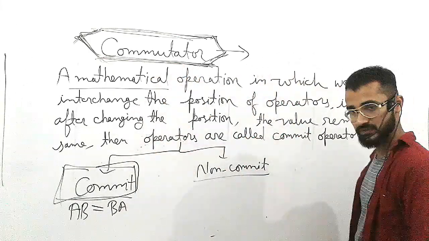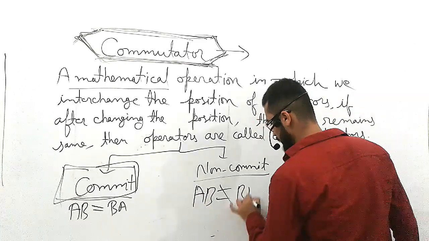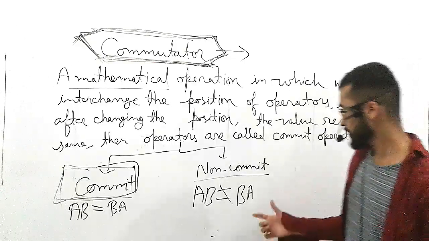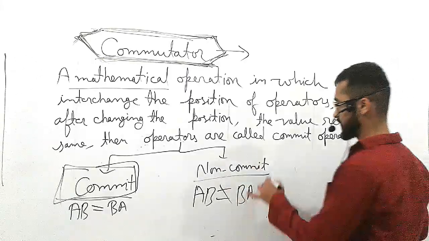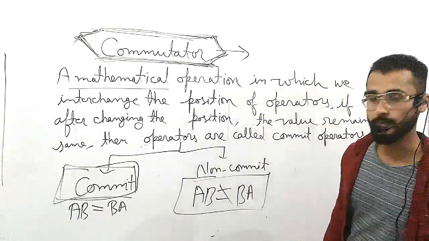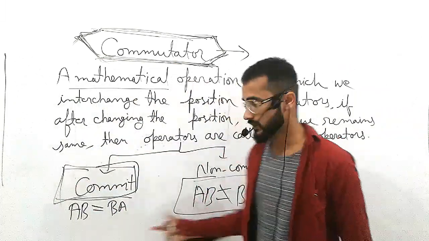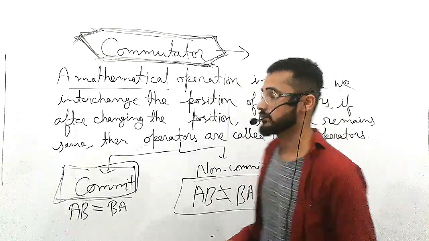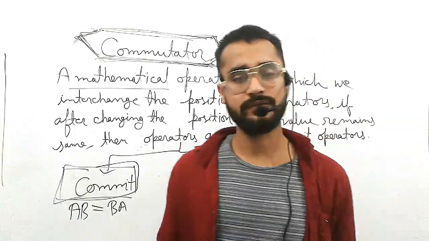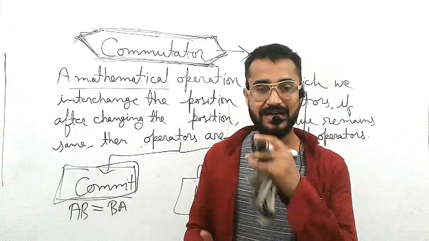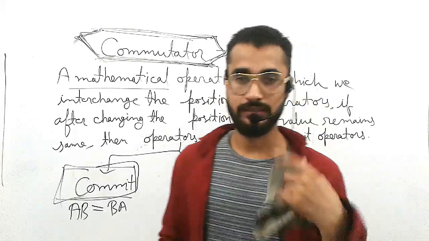operators. Now non-commute. It means simply I will say AB is not equal to BA. It means whenever I change the position of operators, the value will not remain the same. So that's why it's called non-commute operators. So this is basically what we have to study about commute and non-commute further. Now we will take examples and we'll try to understand what kind of questions are asked in our exam and how to solve them. So let's study about that.